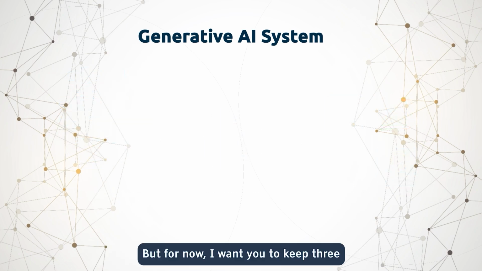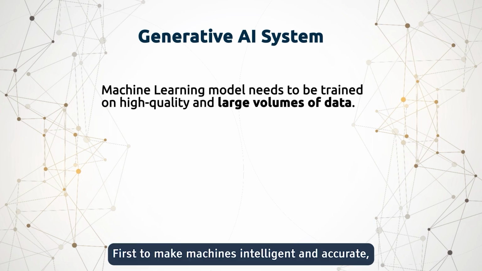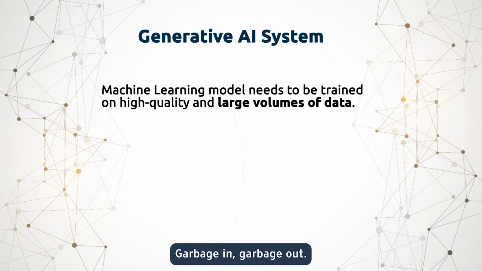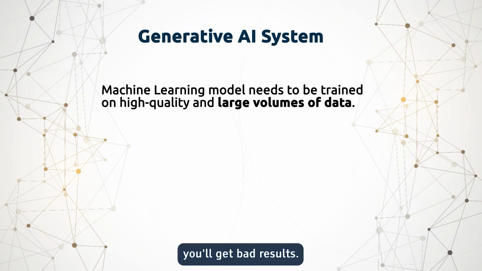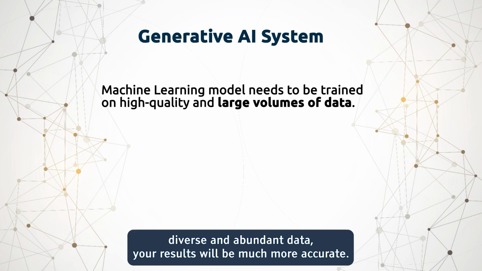But for now, I want you to keep 3 important things in mind from the past few videos. First, to make machines intelligent and accurate, we need to train them on large volumes of data. There's a phrase we often use in machine learning: garbage in, garbage out. If you feed poor quality data to your machine learning model, you'll get bad results. Conversely, if you provide high quality, diverse, and abundant data, your results will be much more accurate.